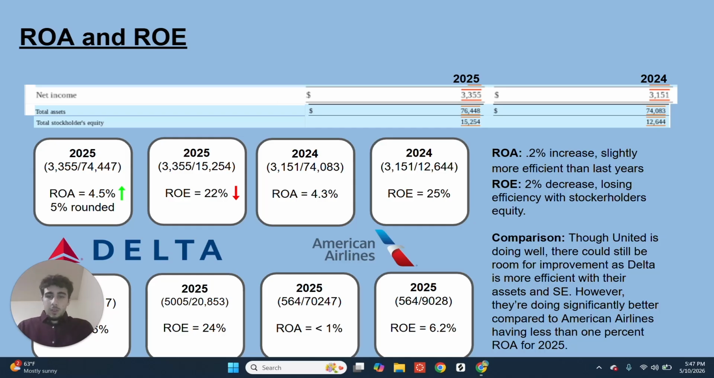and Delta. Overall, United Airlines is performing reasonably well and improved slightly in asset efficiency from 2024 to 2025. However, Delta remains the industry leader in both profitability and efficiency, while American Airlines continues to lag behind the other two companies.